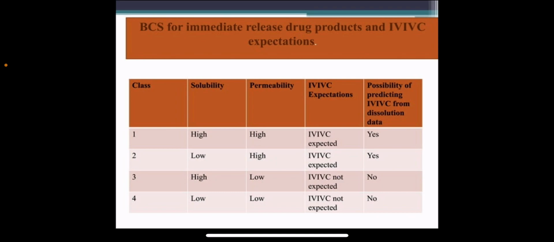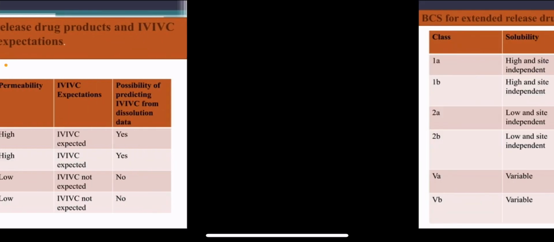BCS classification for the immediate release product shows that IVIVC correlation does not obey the different release patterns. So for the immediate release, if our drug is highly soluble and highly permeable, IVIVC can be seen. If it has low solubility and high permeability, then also we can correlate the in vitro in vivo correlation. In class 3, high solubility and low permeability, IVIVC is not applicable, and for the fourth, low solubility and low permeability, IVIVC cannot be seen.